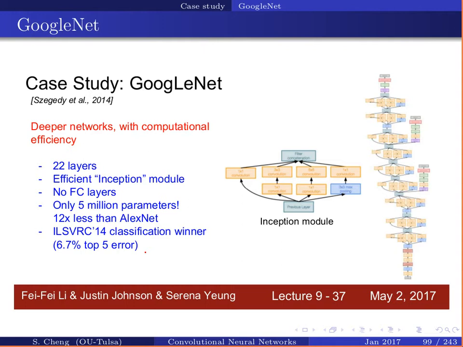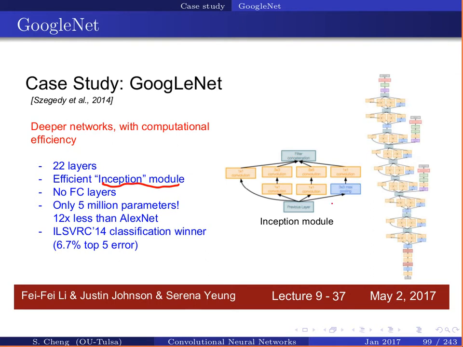So as the name suggests, it's by Google, and the main idea is that they introduce this inception module. It borrows some ideas from a paper called Network in Network, a well-cited paper by NUS, the National University of Singapore. One of the ideas is that you have a kind of network module, and your whole network is composed of a number of these network modules.